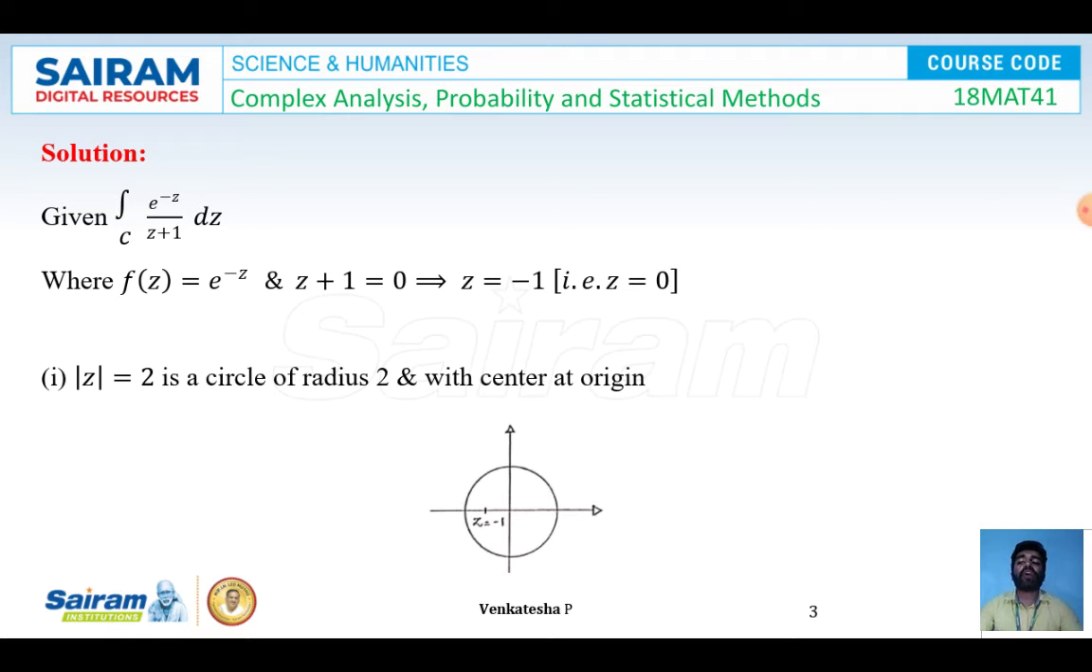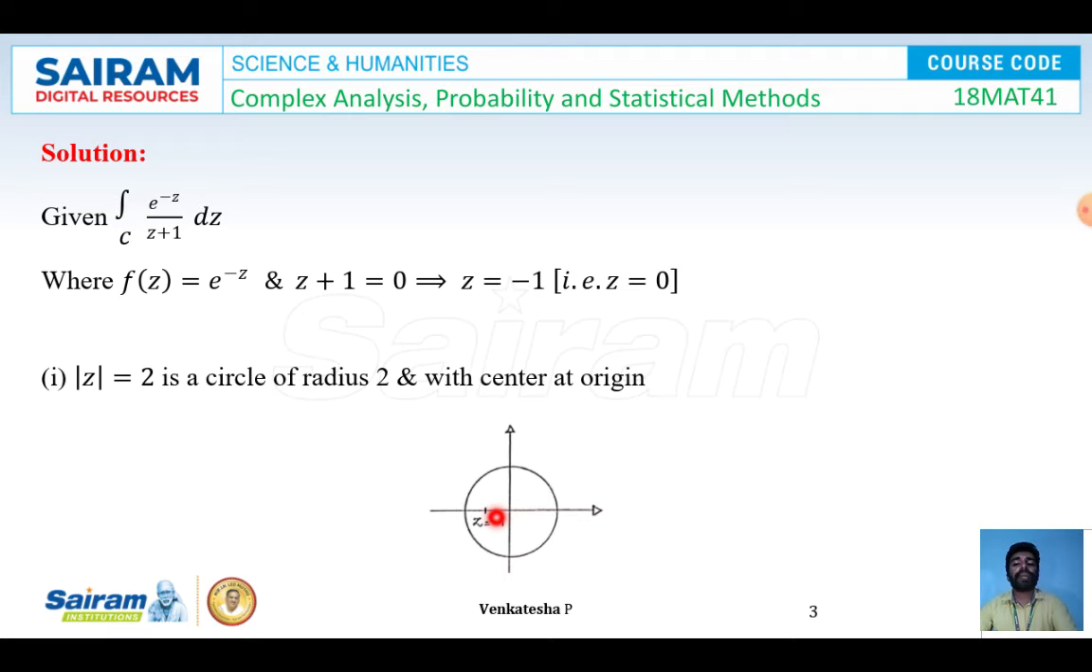Now they have given that the first curve is |z| = 2. So |z| = 2 means it's a circle of radius 2 with center at origin. Now I'm going to plot this circle and identify whether the point z = -1 lies inside or outside the given curve |z| = 2. So plot the curve first.